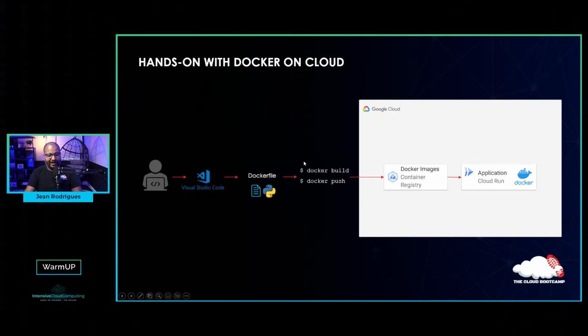Okay, so just a quick recap. What we have done in here, we have already run the Docker build. So in that case, we have the Docker image created inside of Cloud Shell. Now what we're going to do is push this image from Cloud Shell to the Docker container registry inside of Google Cloud, and then finally deploy the application. That's going to be the process now.